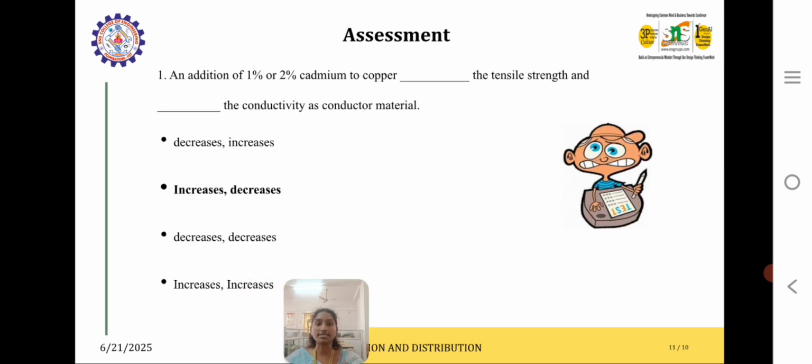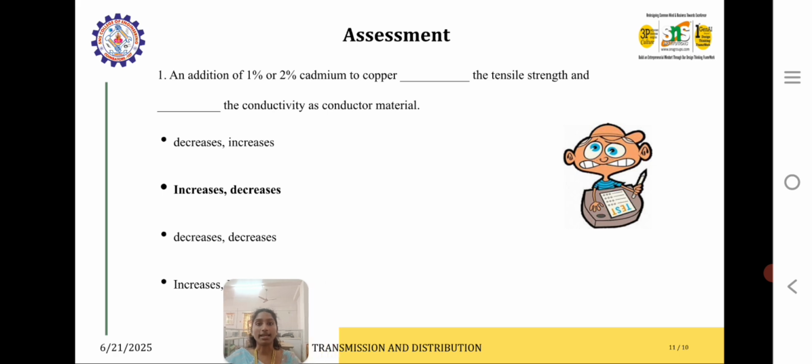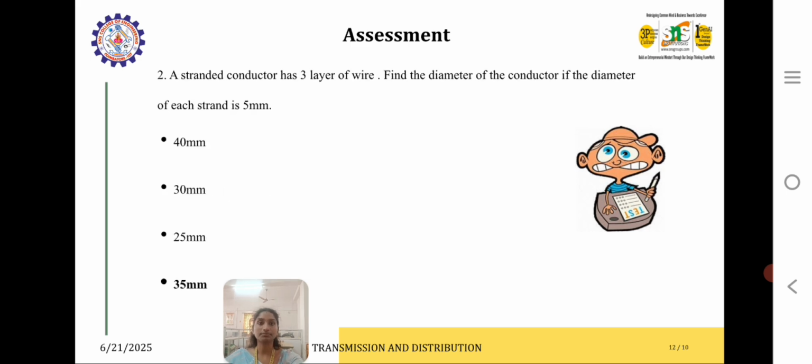Coming to the assessment: an addition of 1% or 2% of cadmium to the copper, what happens to the tensile strength and the conductivity as conductor material? The tensile strength will increase, but the conductivity will decrease. So when we add cadmium to the copper, either 1% or 2%, the tensile strength will increase and the conductivity will decrease.